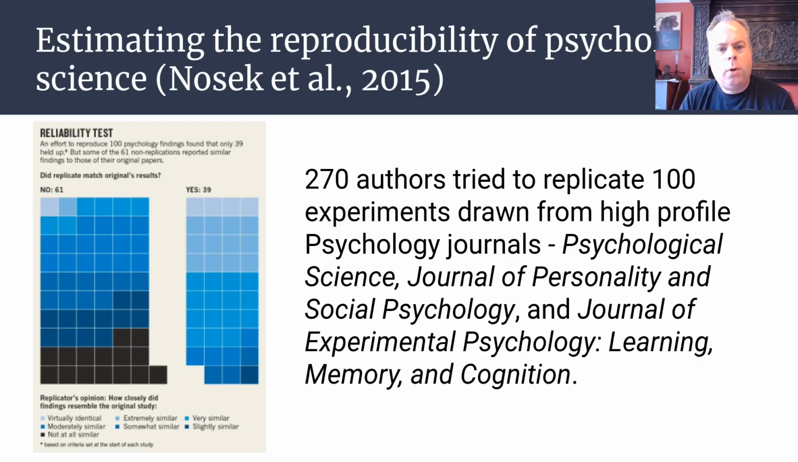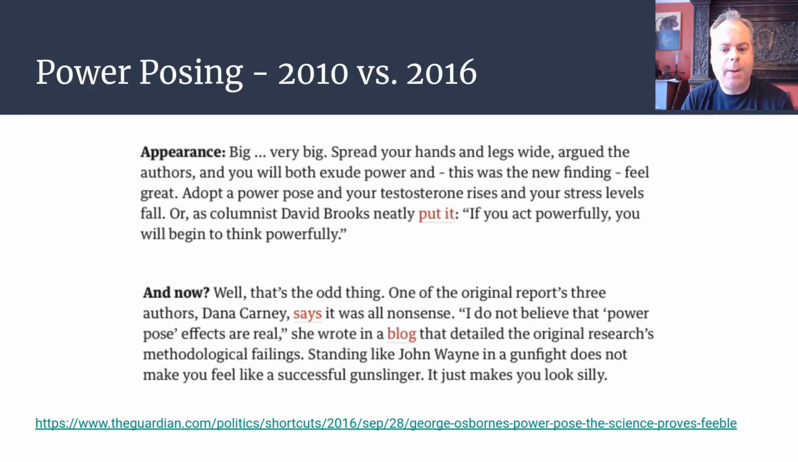trust. So in 2015, a project was set up to estimate the reproducibility of psychological science, where 270 authors tried to replicate 100 different experiments drawn from top-tier psychology journals, Psych Science, JPSP, JP, LMC. And what they found was out of those 100 experiments, 61 didn't replicate. Only 39 replicated. And in many cases, even when a study replicated, the effect size of the replication was actually much smaller than the effect size reported in the original paper.